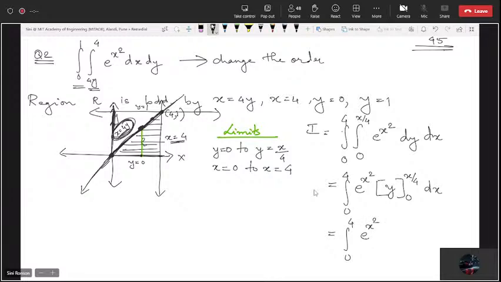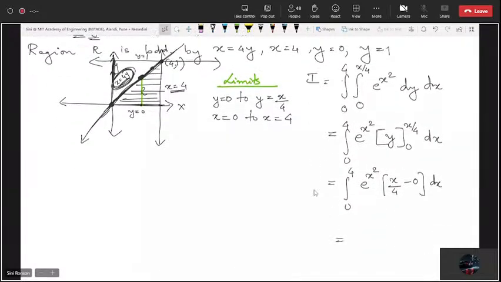So when I substitute the upper limit, I'm going to get x by 4 minus the lower limit 0 and dx. Okay, so after simplifying, you can see I'm going to get x by 4 here. So मैं 1 by 4 को बाहर निकाल रही हूँ, and I can write this as e raised to x squared into x dx. Is this what I'm getting?